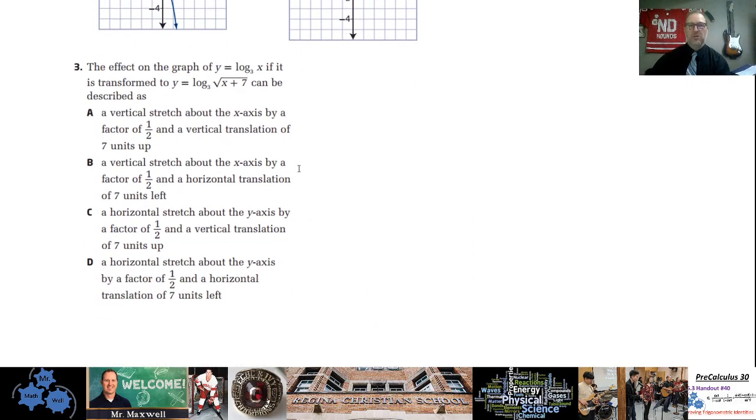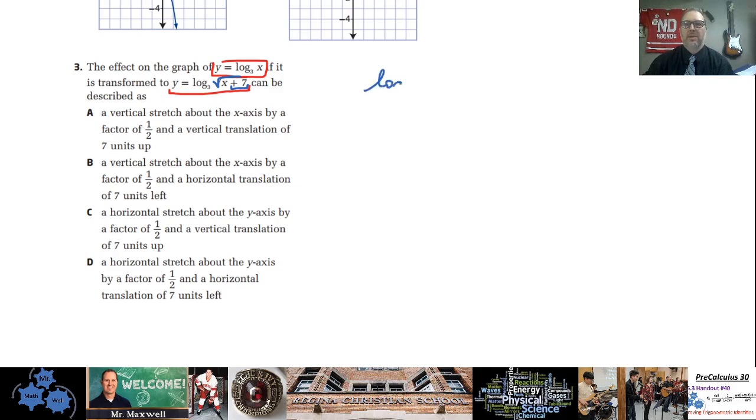Okay, here's question number 3, and question number 3 says, what effect on the graph of y equals log of x base 3 do the transformations looking like this have on this graph? So what is this? Well, what we have here is two things, right? I see a value here that's in with the x, and I see this big root sign, so we got to deal with both of those.